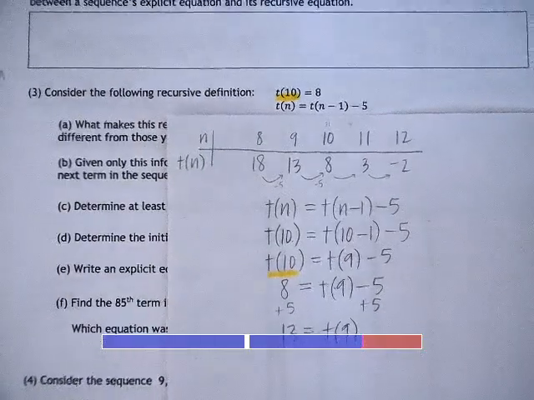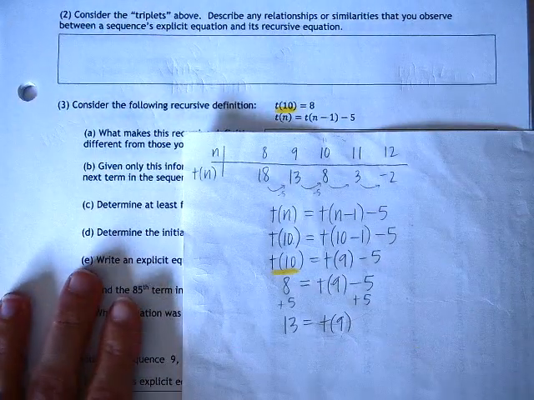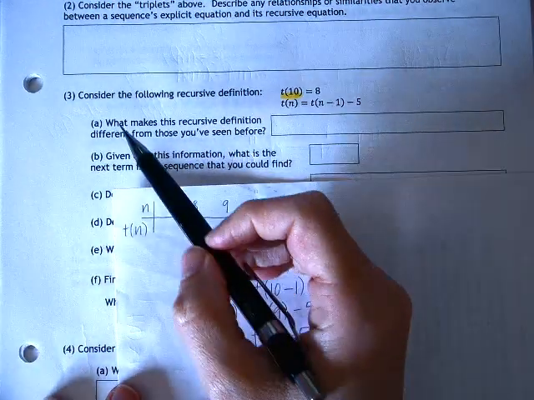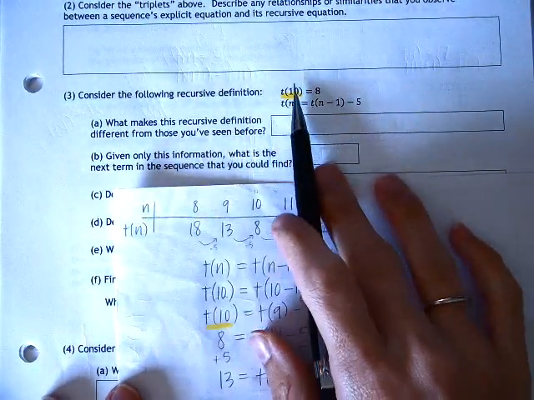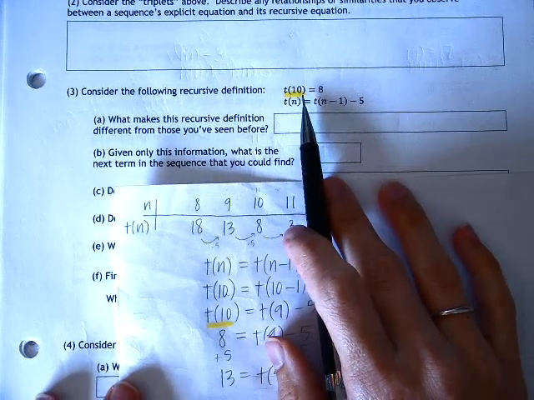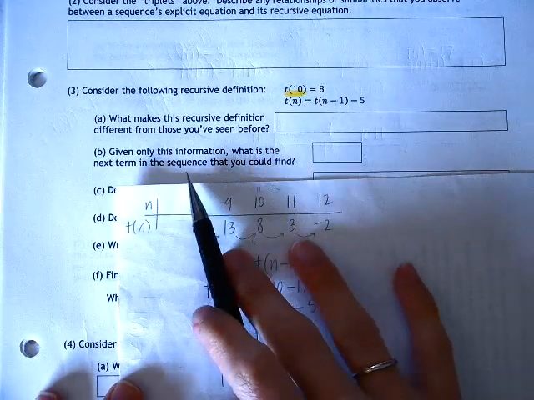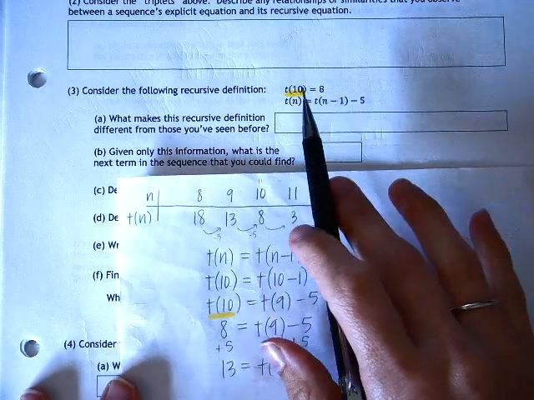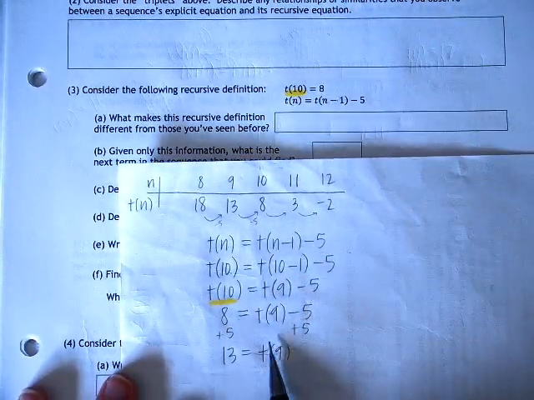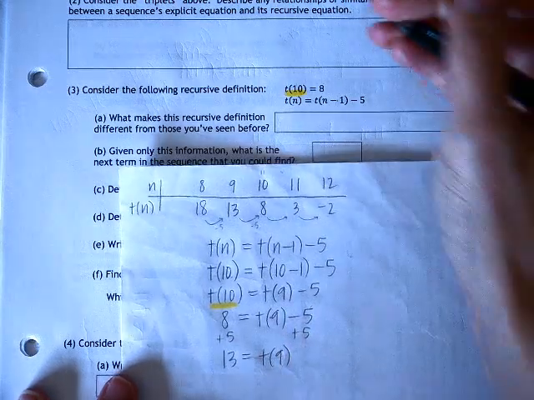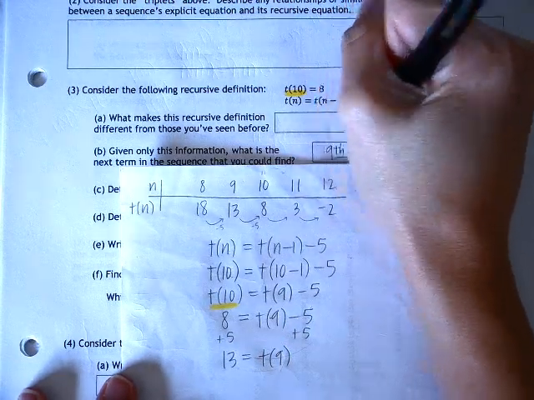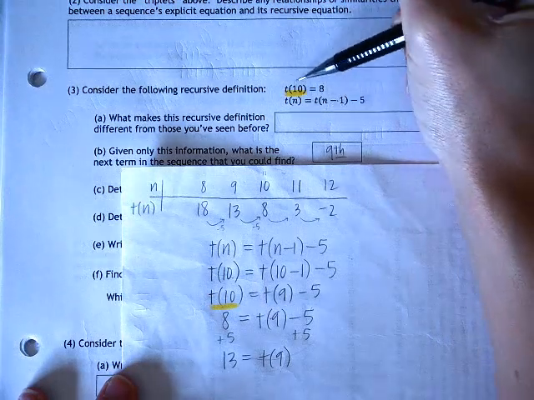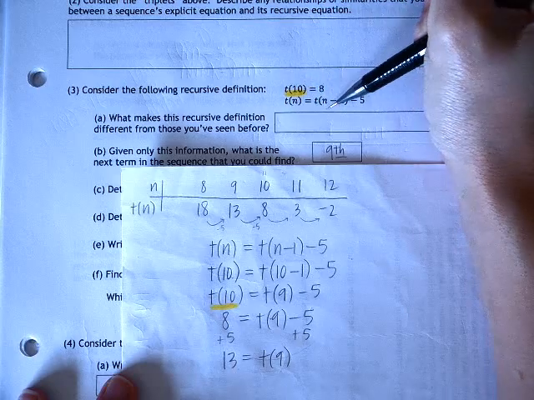So now that you've seen how this pattern works, let's see if we can go back and do the rest of question number 3. It said in question letter B, given only this information, which refers to the initial question, what is the next term in the sequence that you can find? Well, they gave us the 10th term, and when we plugged it in, the only term that we were able to solve for was the 9th term. And again, some of us predicted that because we knew that n minus 1 probably referred to the term before the given one, hence the 9th.